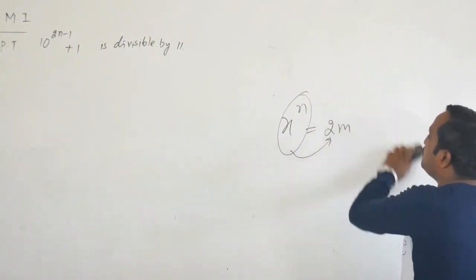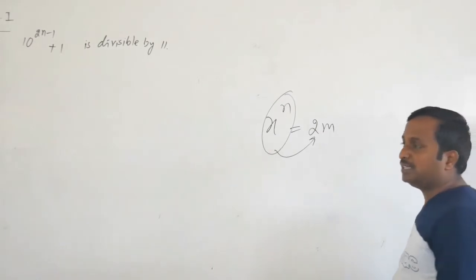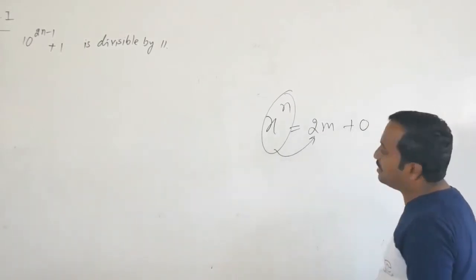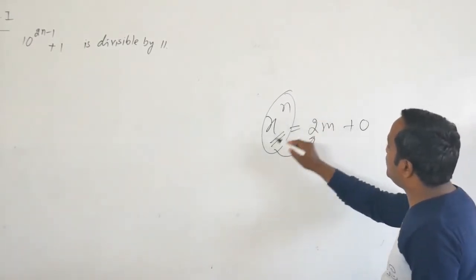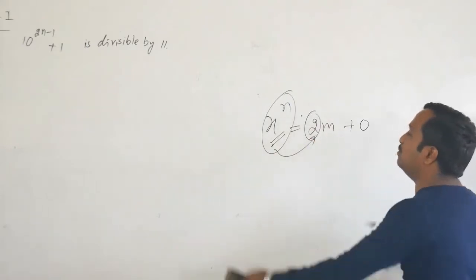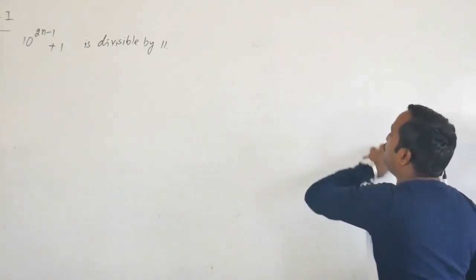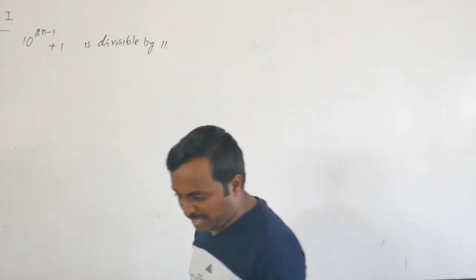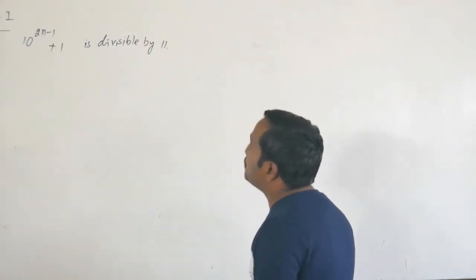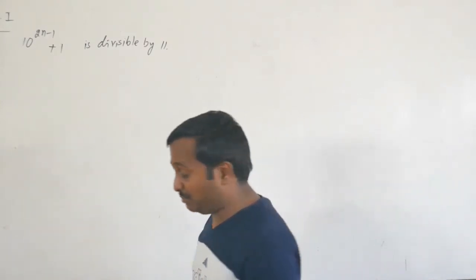Suppose the remainder is 0, what does remainder 0 mean? x raised to n is divisible by 2. You will see later where this is needed. So now come to the mathematical induction point. So this is nothing but the statement.